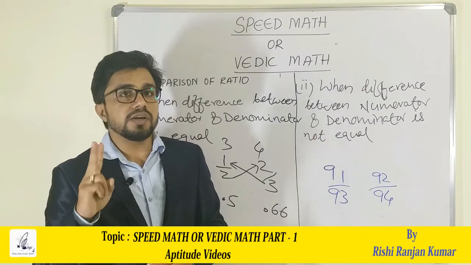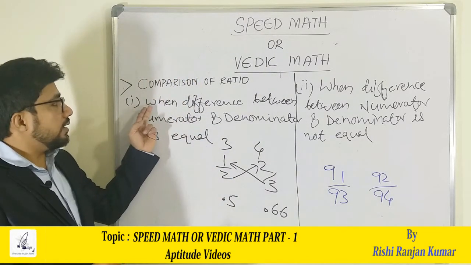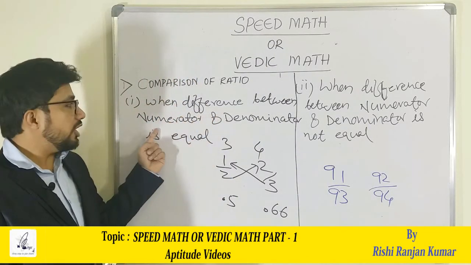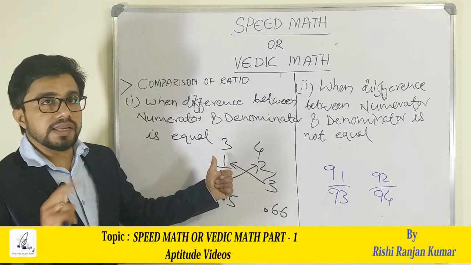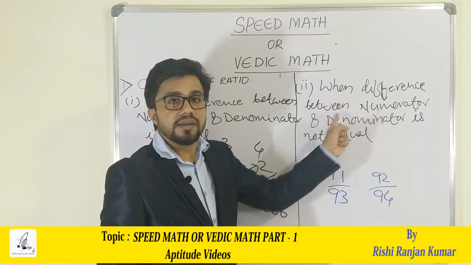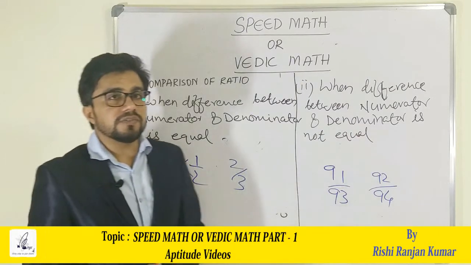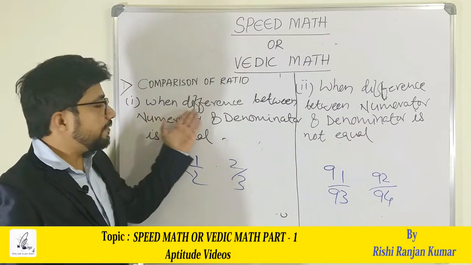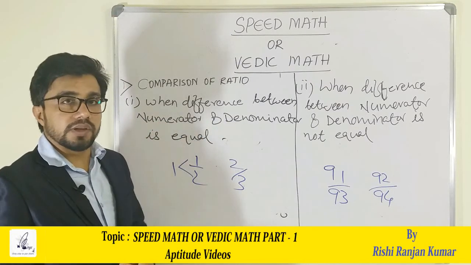Now here, there are two cases. Case number 1, where the difference between the numerator and denominator is equal. And the second case is when the difference between numerator and denominator is not equal. Let's start with the first case, when the difference between numerator and denominator is equal.